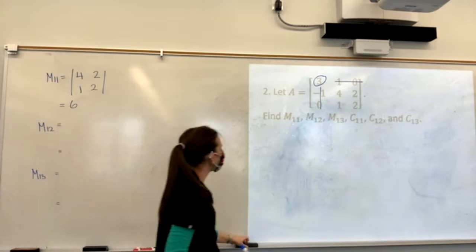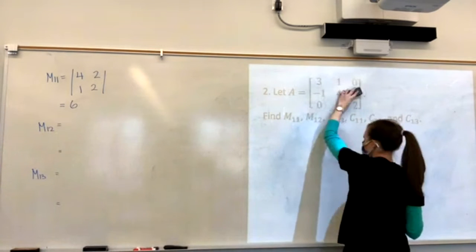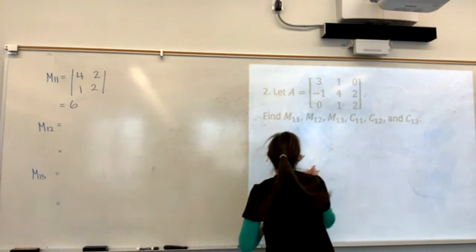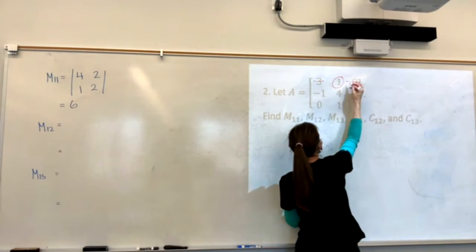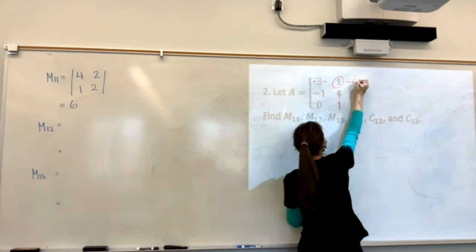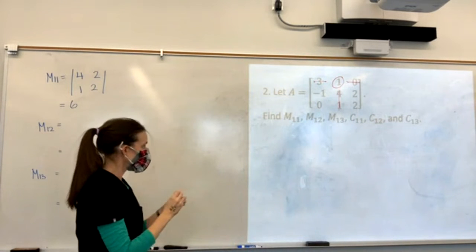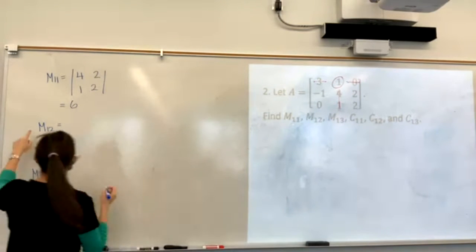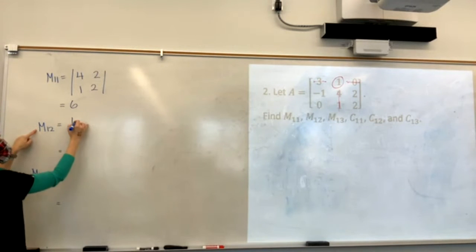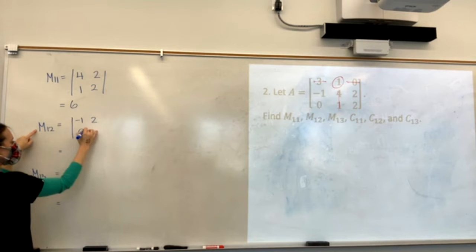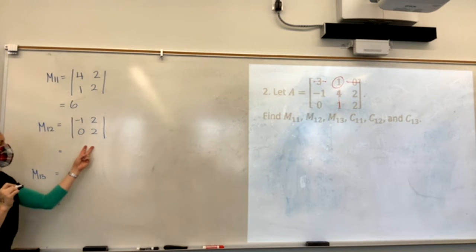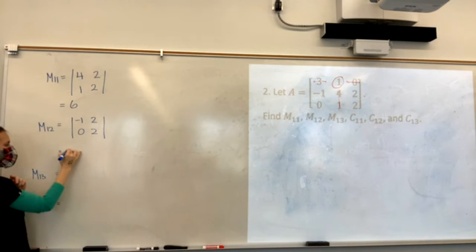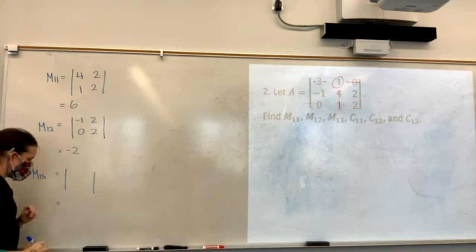Okay. All right, for M12, I take the first row, second column, delete the row and column containing that entry. And so what's left would be negative 1, 2, 0, 2. And what's the determinant of that guy? Negative 2. Okay. All right.